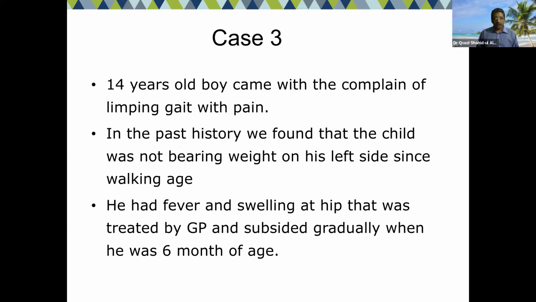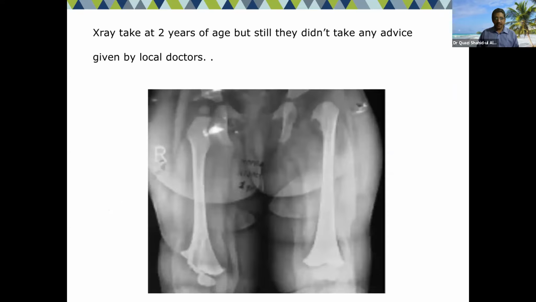Third case, a 14-year-old girl came with a complaint of limping gait and pain. In the past history, we found that the child had not been bearing weight on his left side since walking age. He had fever and swelling at his hip that was treated by a general physician and subsided gradually when he was 6 months of age. This is the X-ray taken when he was 2 years of age, but they still didn't take any advice given by the local doctors.